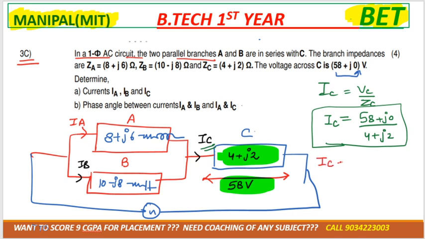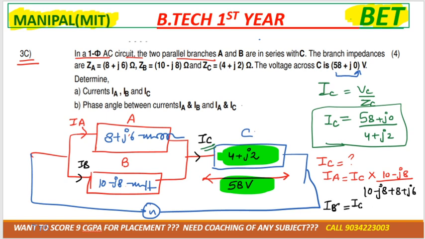After getting IC we need to get IA. By using the current division rule we can get it easily. The formula for IA is the total current, which is IC, multiplied by the opposite resistance. The opposite resistance for IA is 10 minus J8, divided by the sum of the impedances connected in parallel. So the sum is 10 minus J8 plus 8 plus J6. Okay? Similarly we will get IB.